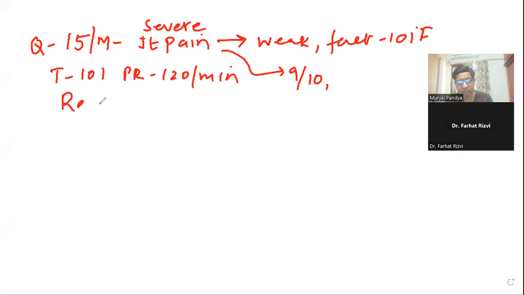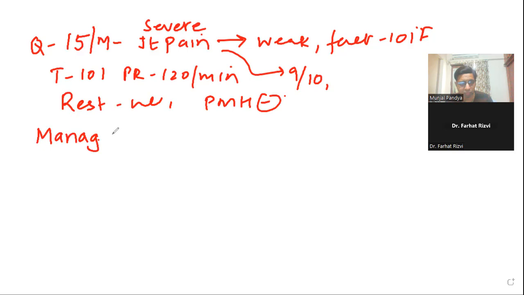The rest of the examination is essentially normal. Past medical history is negative for this patient. Now, how will you manage this patient? When this patient comes to you in the emergency room, how do you manage? Tell me one by one.